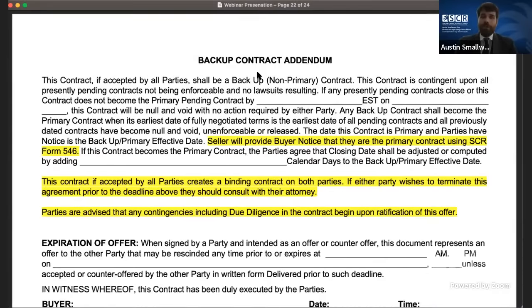So even if you were in a backup contract, you are still in a binding contract. Your buyer can't just decide, I don't want the house anymore, I want to walk. Your due diligence starts. So if the buyer wants to terminate, they're probably going to have to pay that due diligence, that termination fee. If the seller doesn't want them anymore, the seller's going to have to talk to their attorney. So just be mindful that if you're in a backup contract, you are still under contract. The buyer shouldn't just be going and putting offers on more properties unless they can afford both houses at the same time, because that would potentially be bad faith.